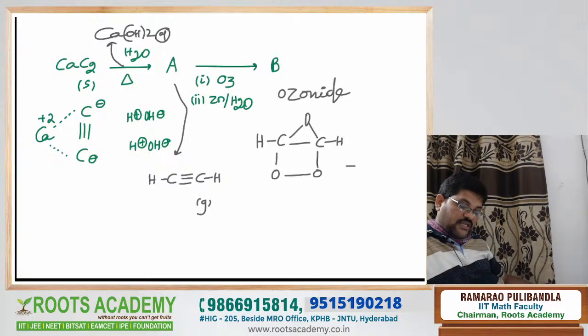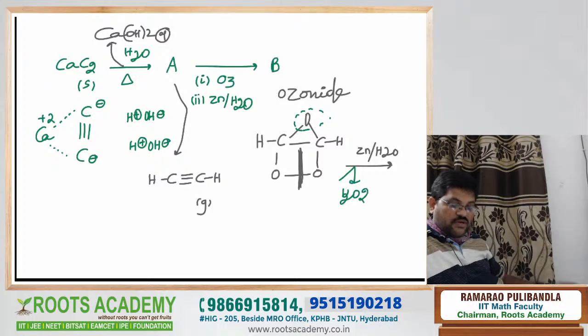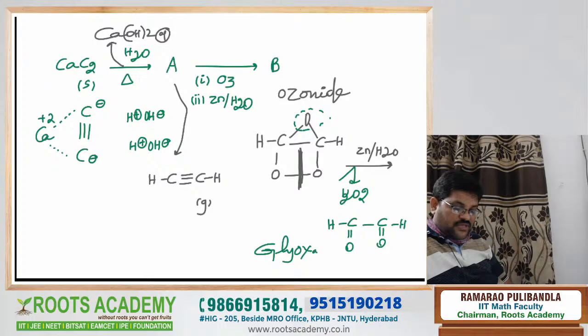Now to this ethyl ozonoid, add what? Zinc dust in the presence of water. Simple explanation. Now the bond is cut off here. This oxygen and this H2O are removed in the form of H2O2. Understood? And you get glyoxal. What did you get, student? You get glyoxal.